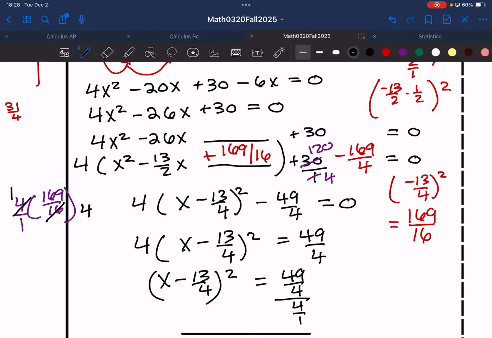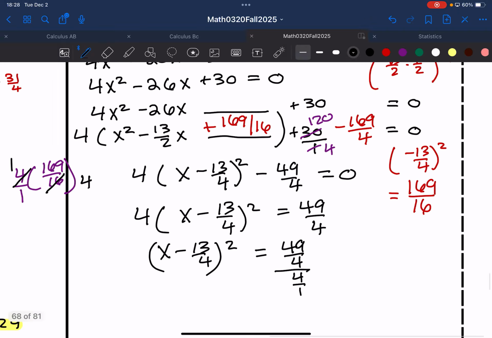So I turn it into a fraction, which becomes times 1 over 4, right? So it's 49 over 16. So this is 49 over 16, because we multiply by the reciprocal, right? So we're multiplying by 1 over 4. So 49 times 1 is 49. 4 times 4 is 16.